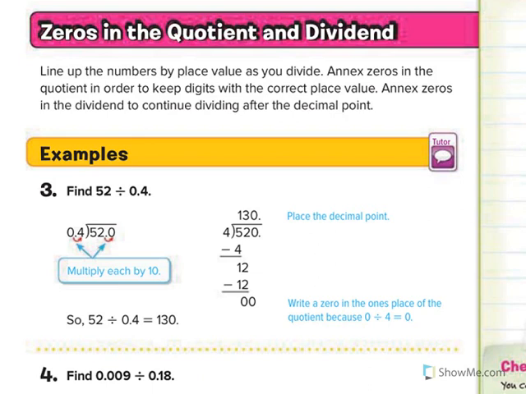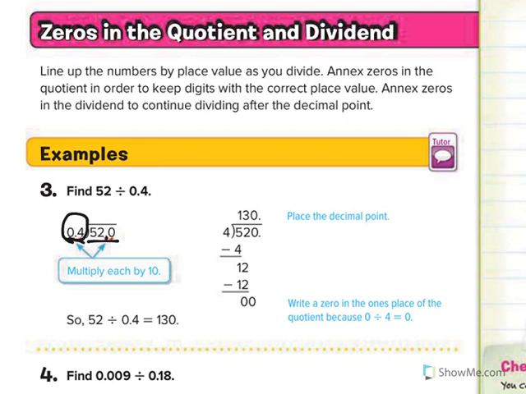So when I set this up, 52 goes inside the house and 4/10 is on the outside. Since this is a decimal, I need to multiply by a power of 10, move my decimal point one place to the right, which means I'll need to do the same thing with 52. Now, if you just wrote 52, it doesn't have a decimal point, but all whole numbers have a decimal point right at the end.